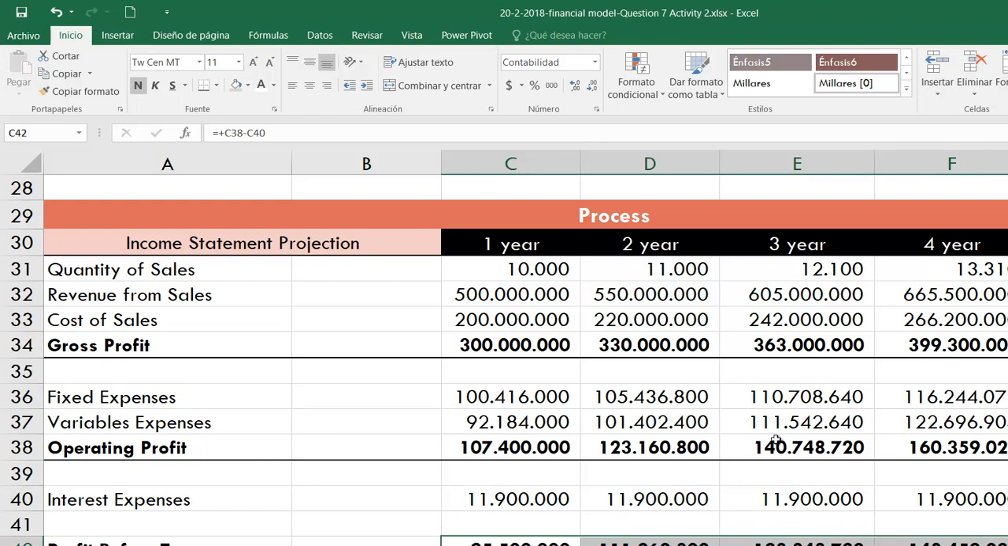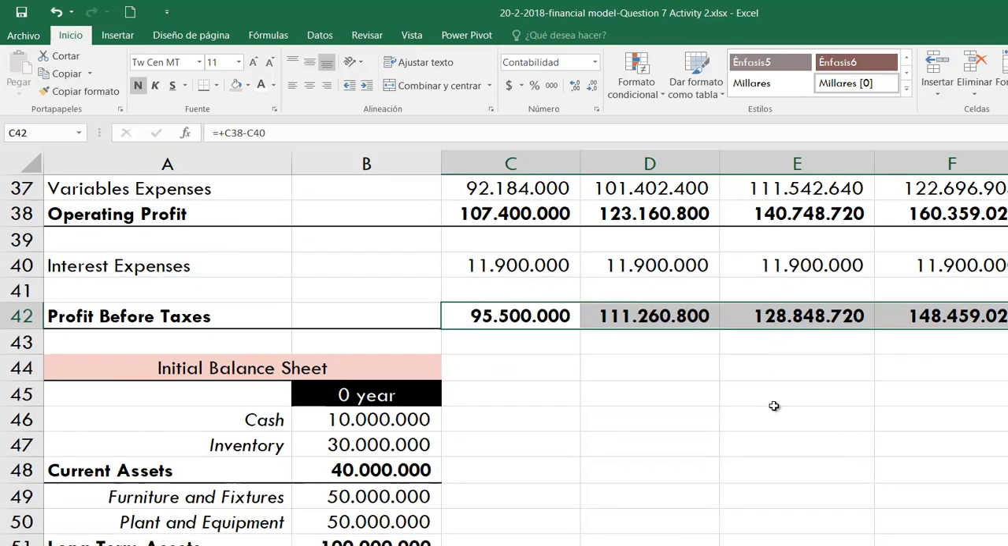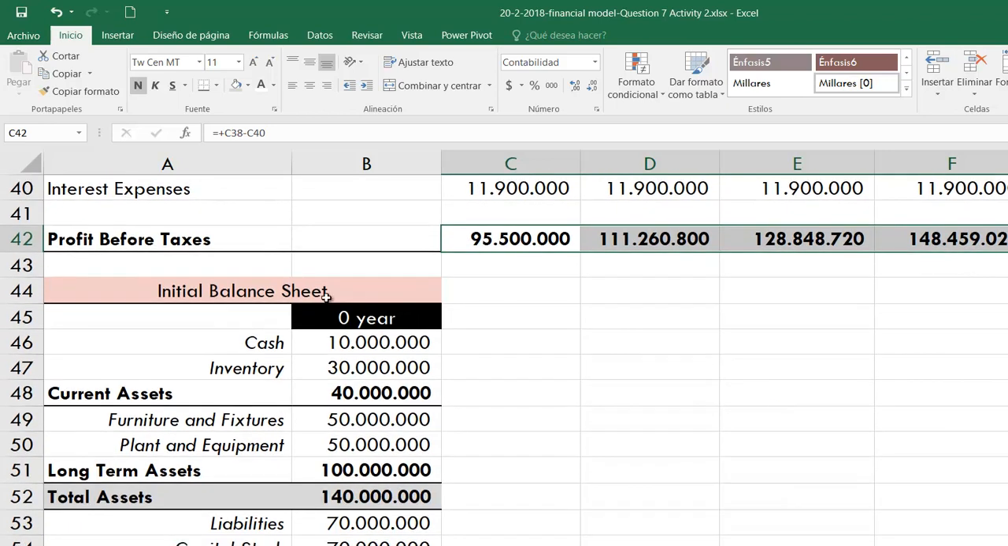The only projection we need to complete our first task is to estimate the initial balance sheet. We don't need to project the balance sheet, only the first initial balance sheet, so we could have a better idea of our financial needs and necessary investments. So it is only a matter of linking to this data, to the data on top.